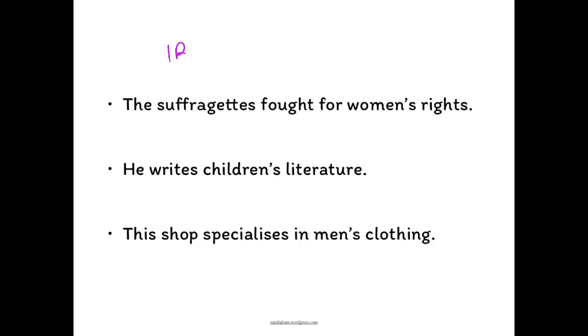Something else happens when you're dealing with irregular plural words. In these cases, what you do, if you're referring, for example, to women, the suffragettes fought for women's rights. As you can see, because this plural word does not end in an S, because it is irregular, then you still use apostrophe S, women's rights. For example, he writes children's literature.